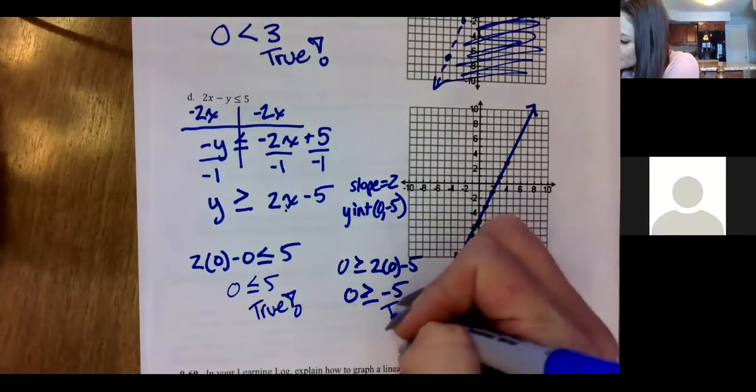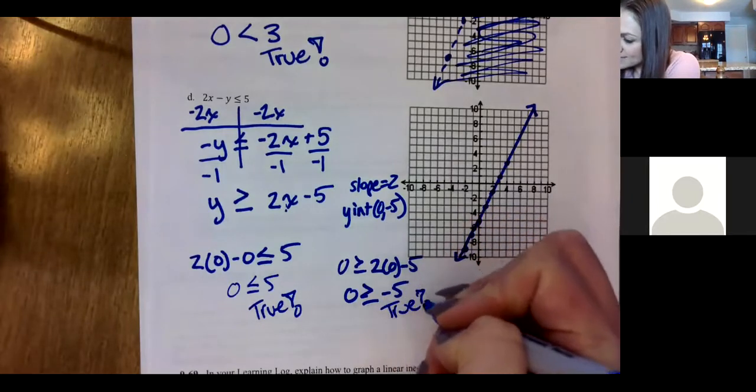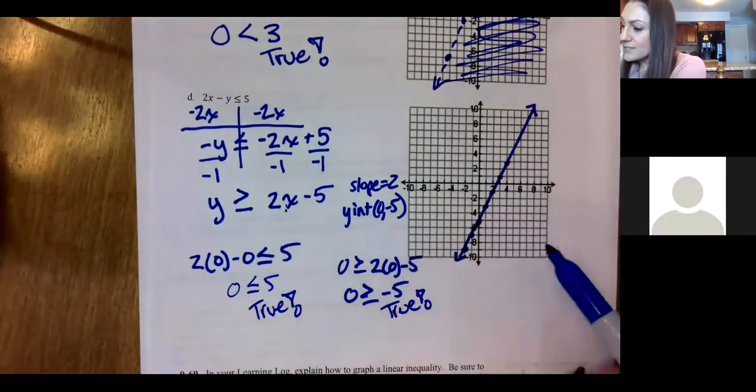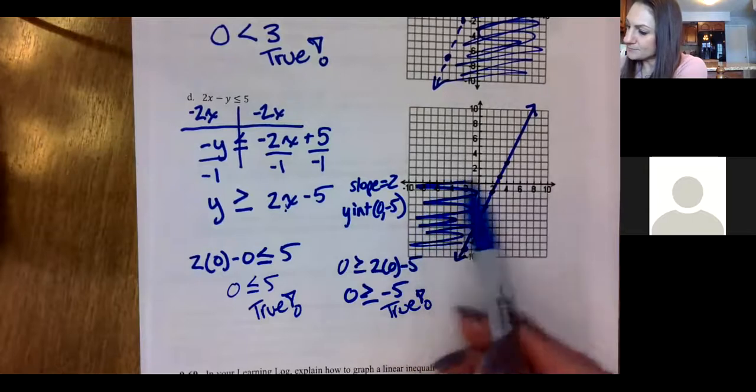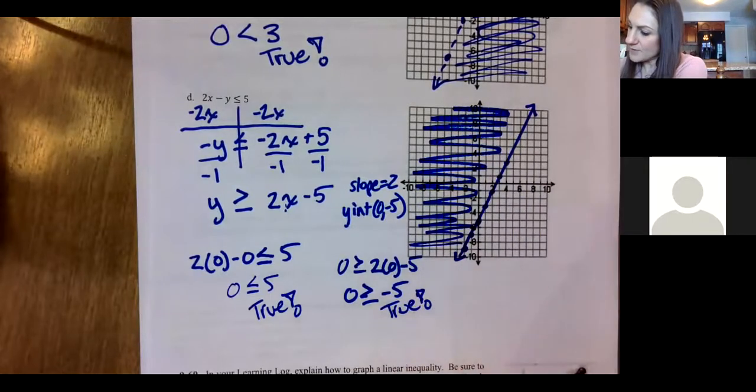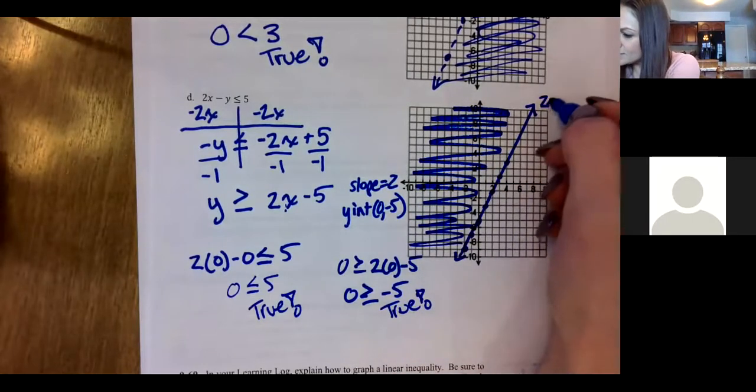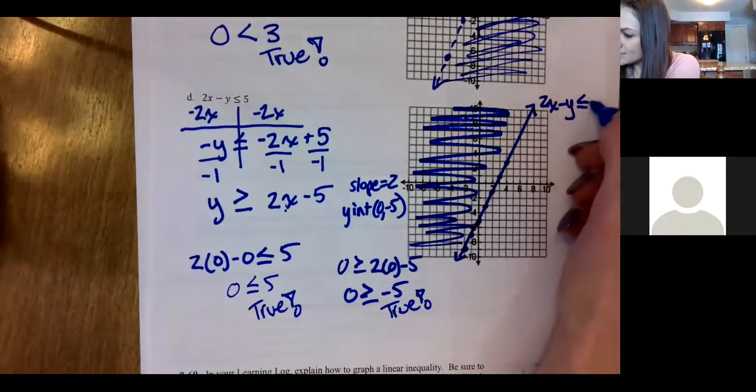Right, this is also true. So it doesn't matter which one you tested in. So now 0, 0 made it true, so I want to shade towards 0, 0. Okay, so that's the inequality: 2x minus y is less than or equal to 5.